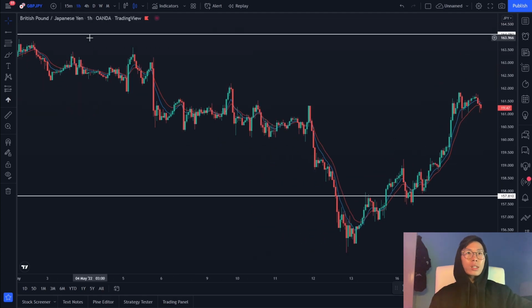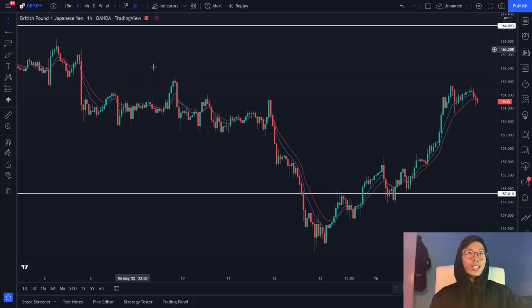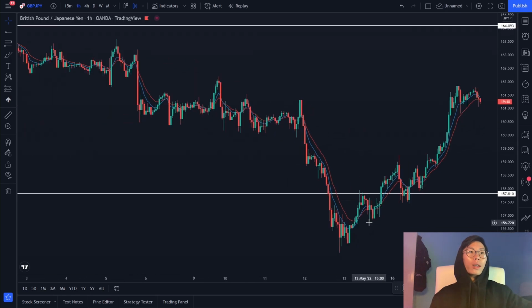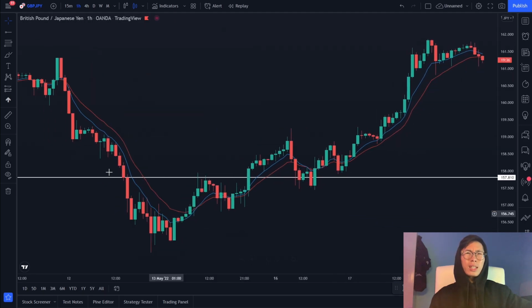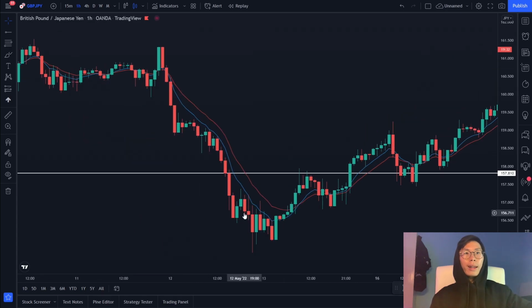Just because price is going down and breaking through levels does not mean that this momentum is going to continue. It can literally just reverse right here. You can see why it reversed, because the candlesticks are kind of losing momentum, price is losing momentum, and there are less sellers inside this market.